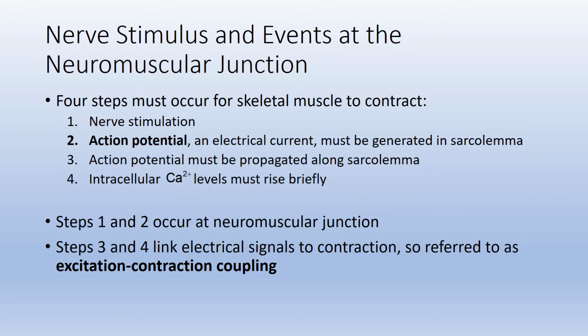You can break these 4 steps up into 1 and 2, and 3 and 4. 1 and 2 we will see occur at what is called the neuromuscular junction. 3 and 4 will be occurring within the muscle fiber. And 3 and 4 are important because they link that electrical current to the actual shortening of muscle. And we will see that 3 and 4 are referred to as excitation-contraction coupling.